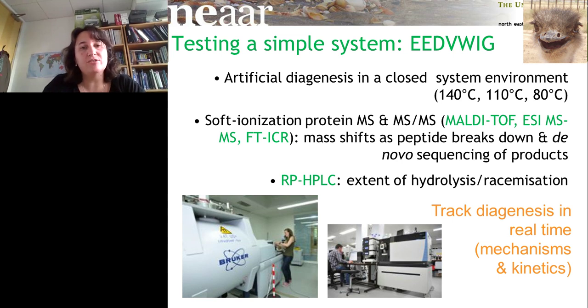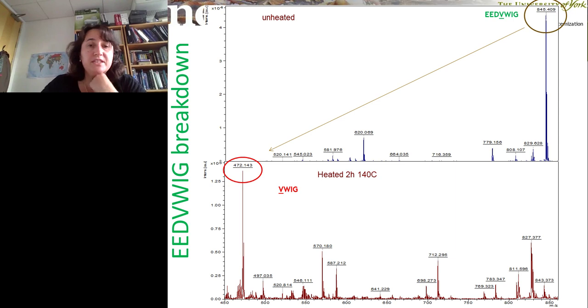And then we tracked these reactions using soft ionization protein mass spec and MSMS, a variety of different methods, MALDI, electrospray, FT-ICR, to look at those mass shifts as the peptide broke down, and a lot of that involved de novo sequencing of the products. We were also tracking the extent of peptide bond hydrolysis and racemization using reverse phase LC. So this meant for the first time we were able to track that protein diagenesis in real time to try and understand the mechanisms and the kinetics of the reaction. So this is just one of the examples.